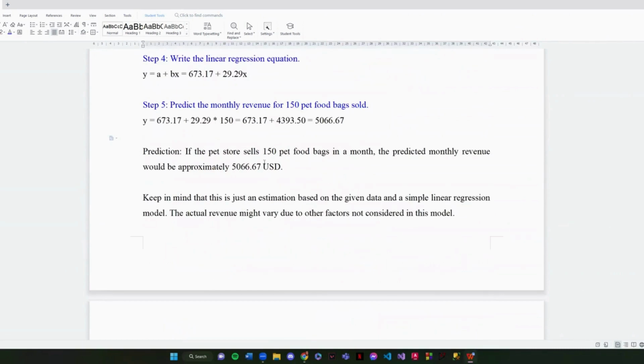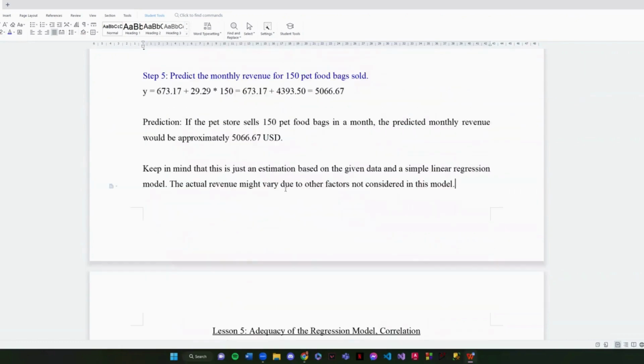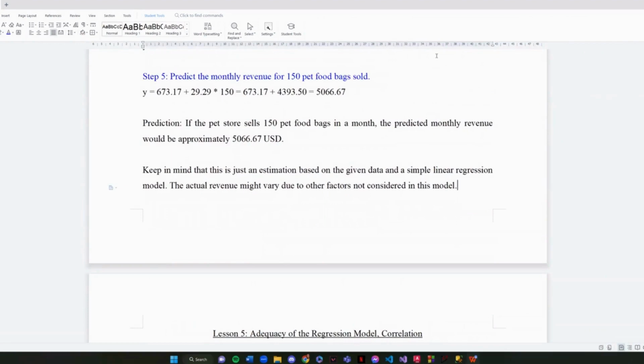So, our prediction here: now that we have the linear regression equation, we can use it to make predictions. To estimate the monthly revenue for selling 150 pet food bags, we plug in x equals 150 into the equation and calculate the corresponding y value. This gives us the predicted revenue for that month. So y is equal to 673.17 plus 29.29 times 150, which equals 673.17 plus 4,393.50. We got 5,066.67. So, remember, this is just an estimate based on the given data and a simple linear regression model. Actual revenue may vary due to other factors not considered in this model.